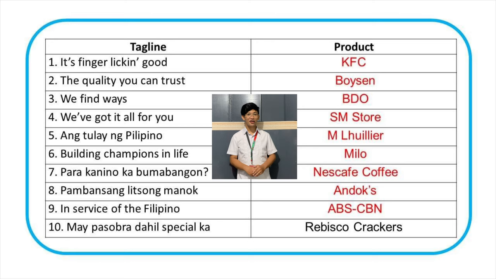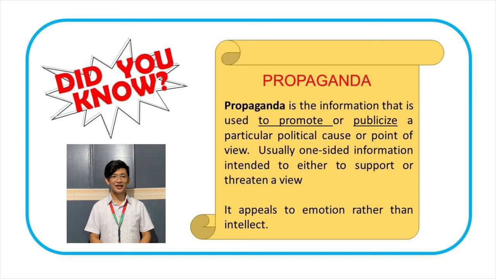So those are the taglines and products for our learning task 1. I hope you enjoyed it. In our recent activity, we knew that advertisers use a propaganda technique by creating a tagline that will catch our attention and will likely influence us to buy the product or use their service. So by means of propaganda technique, we are persuaded to buy and use their product.